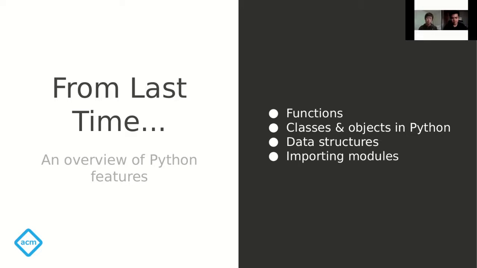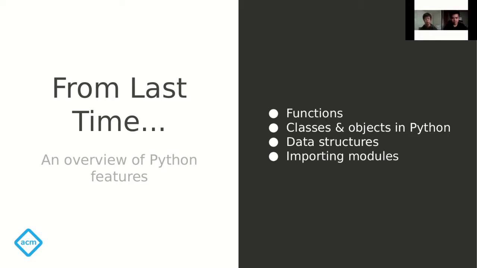From last time, the last workshop last week, we basically did an overview of different Python features available to us. So we went over functions, which are basically required to have an input and output. We went over classes and objects in Python, which are basically ways to hold data and perform operations. They form the basis for object-oriented programming.